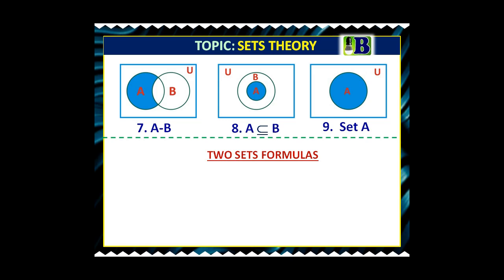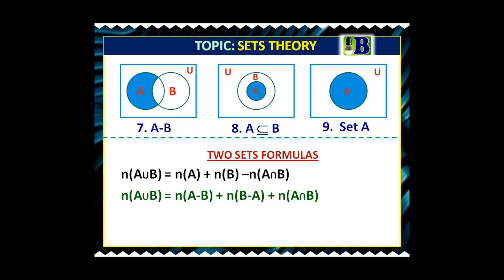Then we have some formulas we normally use. These are the formulas we use to solve two-set problems. Please try to pay attention to this, because we are going to use it to solve some problems as we move along. The first one we have here is talking about the union of A and B. It is represented like this: the number of elements in A union B is equal to the number in set A plus the number in set B minus the number in A intersect B. Then the second formula is almost the same as the first one, but there is a little difference, which I'm going to explain.